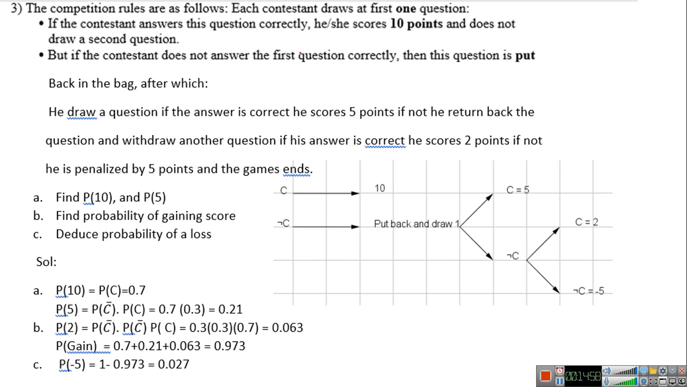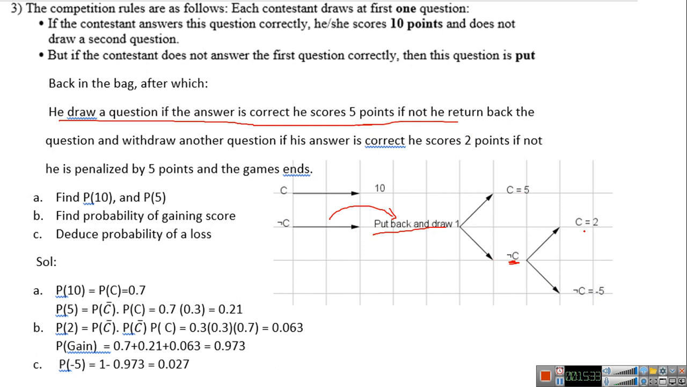Part 3. The competition rules are as follows. Each contestant first draws one question. If the question was answered correctly, he scores 10 points and does not draw a second question. If the first question was incorrect, he answered wrong, then the question is put back in the bag. So he returns it, so it's independent. Then he draws a question. If the answer is correct, he scores 5 points. If it was wrong, he returns it also. So here I have 3 products to get.